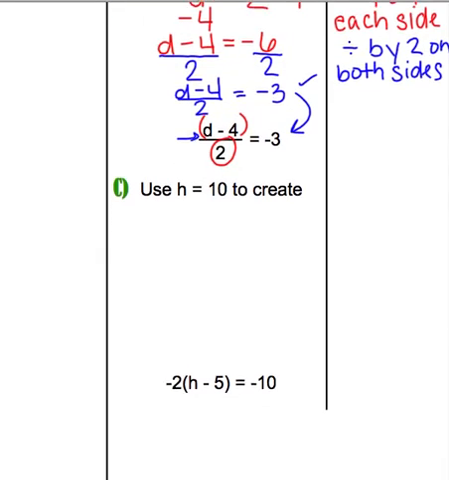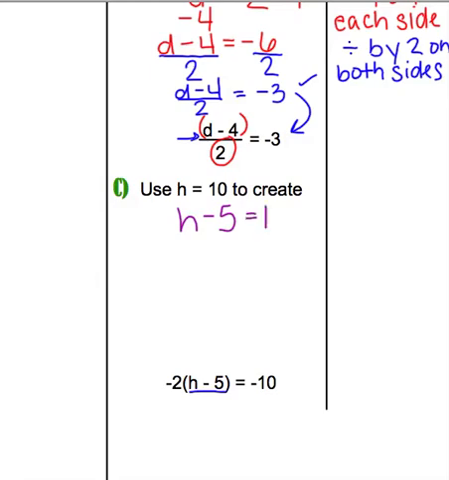Use h equals 10 to create -2 times the quantity h minus 5 equal to -10. Now, one of the things that you will notice is that, once again, we have parentheses. Before we had divide, now we have multiply outside the parentheses. As a result, we still need to focus on this h minus 5 first. So I'm going to start with my h, and I'm going to subtract 5 from it, because that's what's in parentheses. So if we did order of operations, that would need to go first.